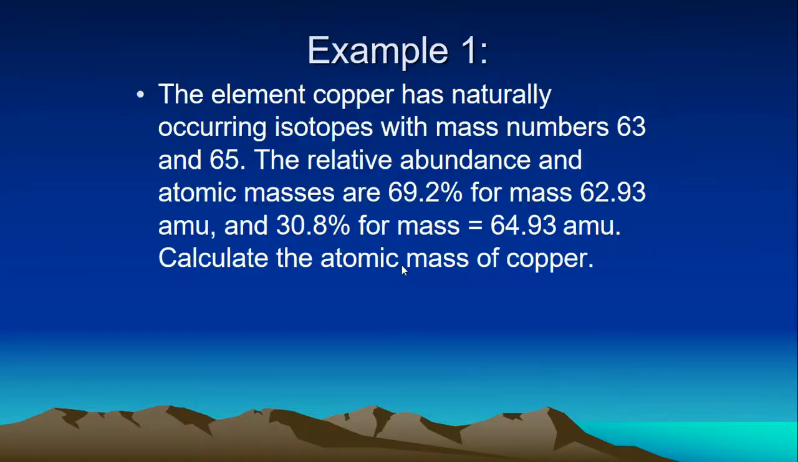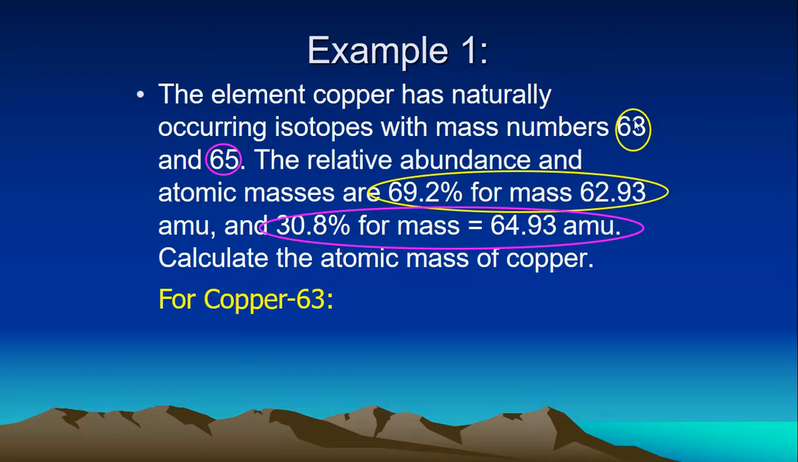Another way to do it would be something like this. Here you have copper. It's got two isotopes. They have mass numbers of 63 and 65. The relative abundance and atomic masses are 69.2% for a mass of 62.93. So this one's this guy. But here we're getting a more precise number, so we must use this instead of 63. And we have 30.8% for 64.93. We're going to calculate the atomic mass of copper.